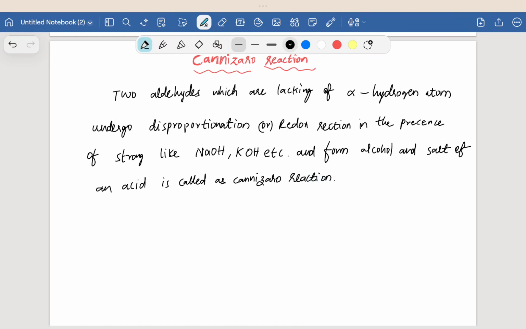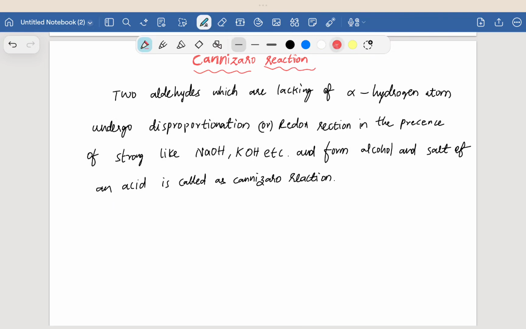See, what does the Cannizzaro reaction mean? Two aldehydes which are lacking alpha hydrogen, nothing but alpha hydrogens are not there in the aldehyde compounds, undergo a disproportionation reaction or else a redox reaction. One aldehyde undergoes oxidation and another undergoes reduction in the presence of alkali, KOH or NaOH, and forms an alcohol, which means reduction is taking place for one aldehyde, and a salt of an acid, which means oxidation is taking place for the other.